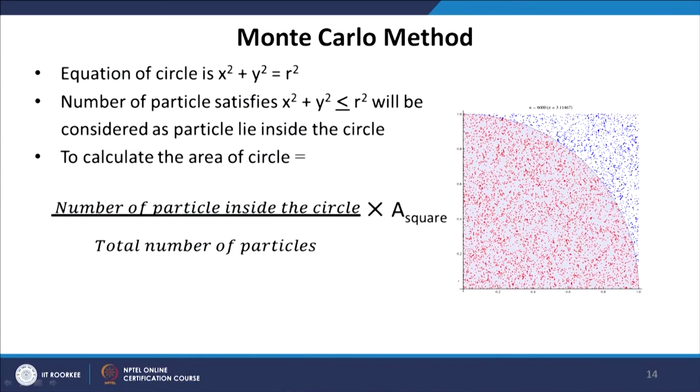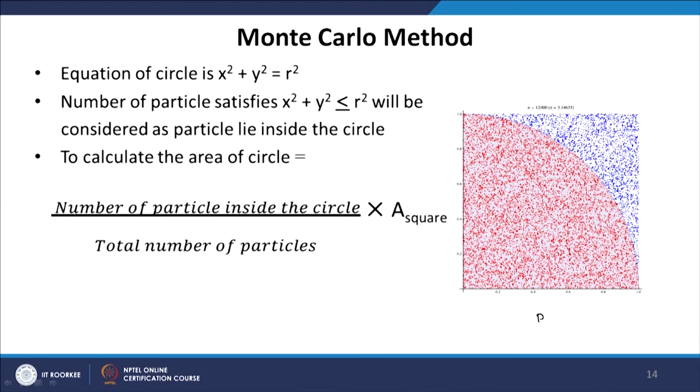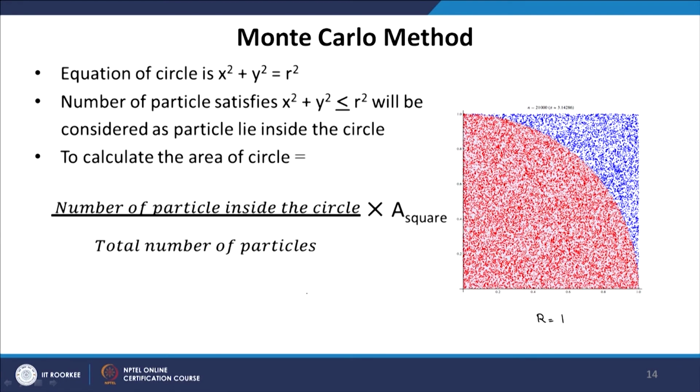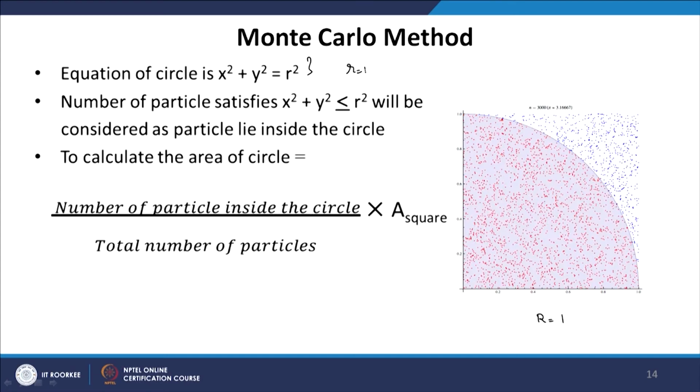Here we are trying to find out the area of a quarter circle. So, we have a circle defined in the first quadrant. The radius of the circle is 1, and we all know that the equation of a circle is given by x square plus y square is equal to r square. Here in this case r is equal to 1. So, we have to find out the area.